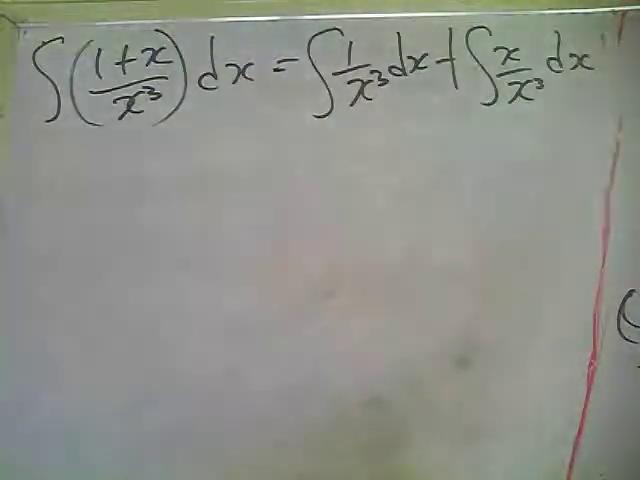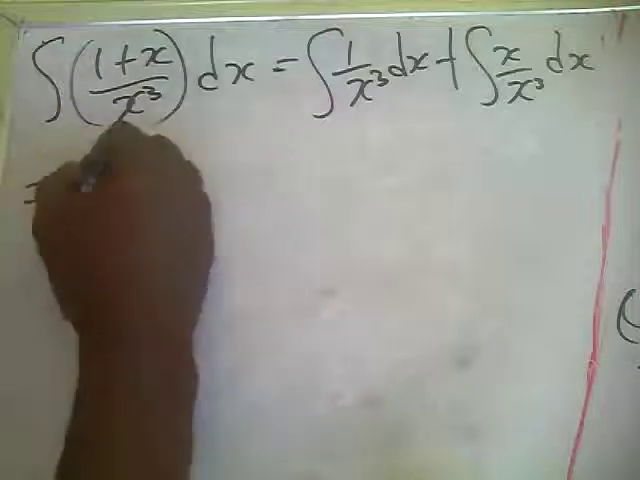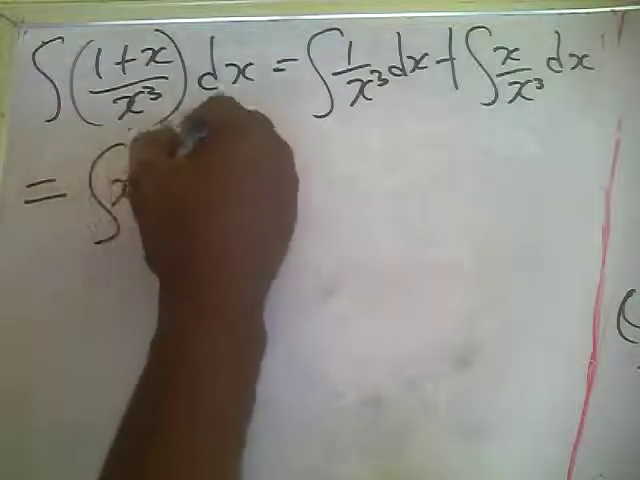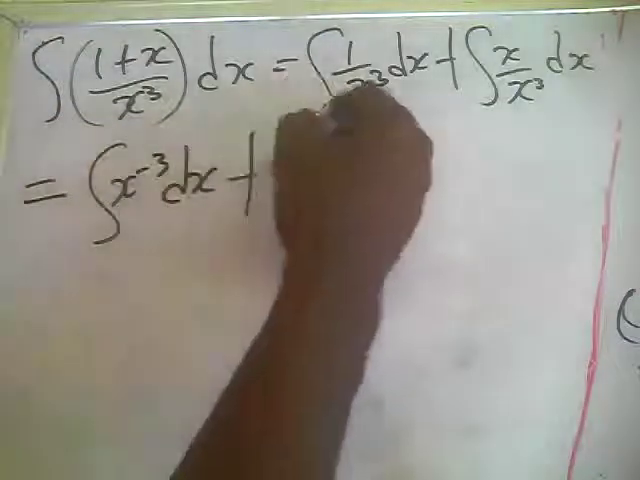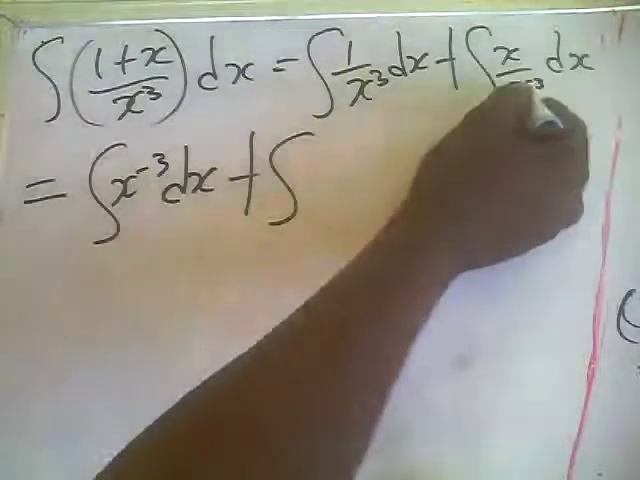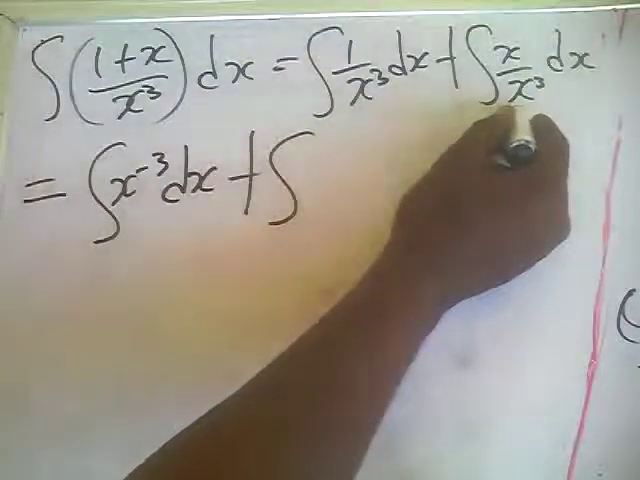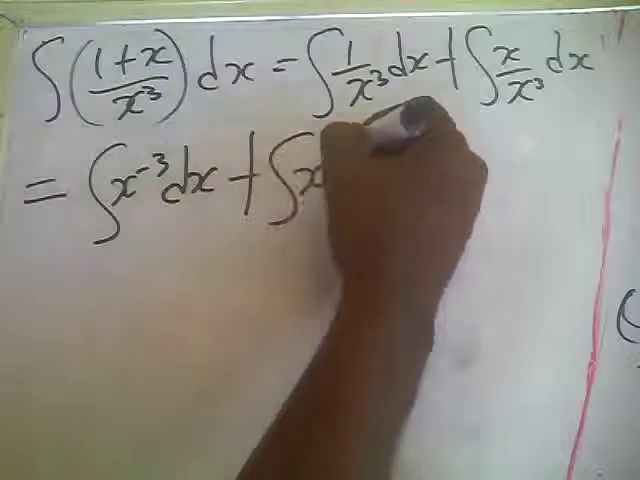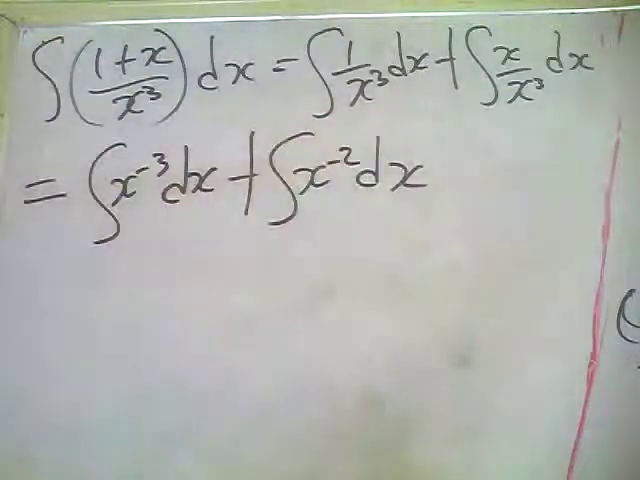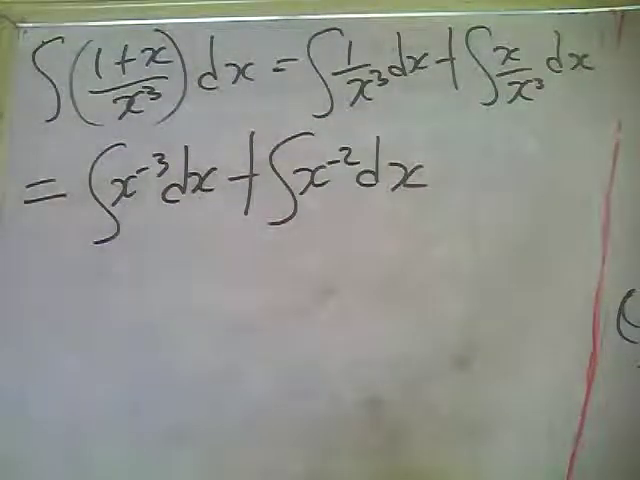Right? Now if we have gotten that one, we can change this to power function, and which will become what? Integral x raised to the power minus 3 dx plus integral x over x cubed becomes 1 over x squared, and that turns to x raised to the power minus 2 dx. I think the problem is 50% solved now. We have been able to arrive at this point.